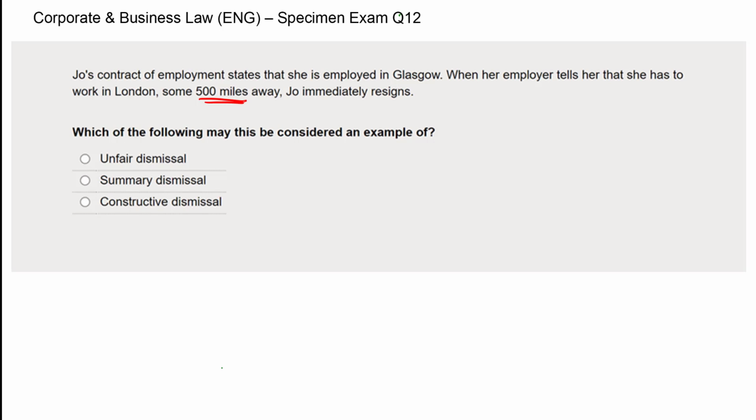Jo's place of employment, which is Glasgow, is in her contract of employment. And therefore, when her employer tells her that she's having to work in London, London is not nearby, it's 500 miles away. So this constitutes a change in the contractual terms.